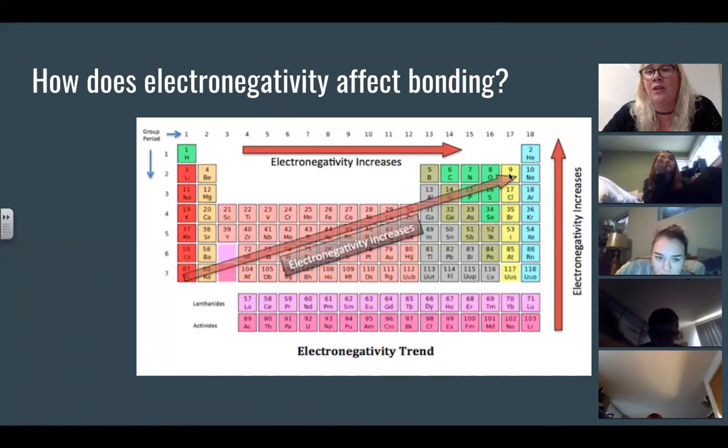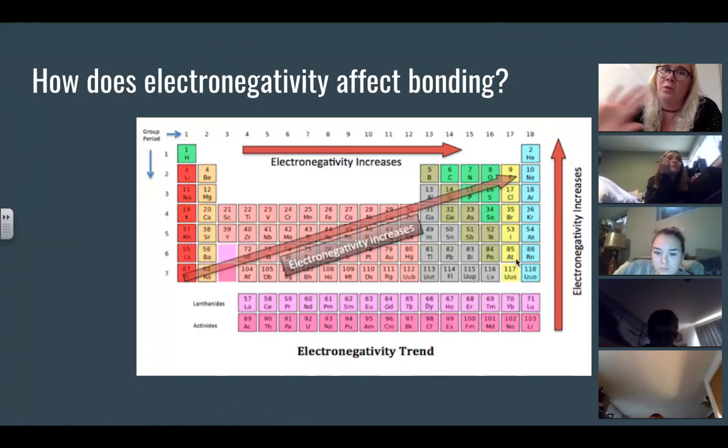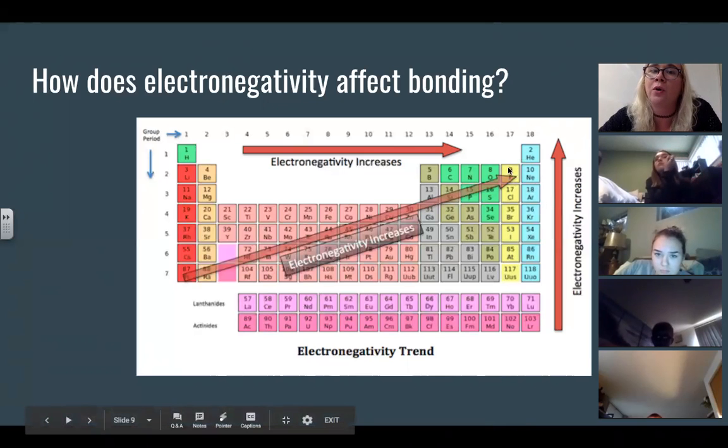For most of these trends, we pretty much ignore the noble gases, right? As we've already discussed, noble gases don't interact, and basically we ignore them other than when we use them to shortcut our electron configurations. So fluorine is the most electronegative atom.